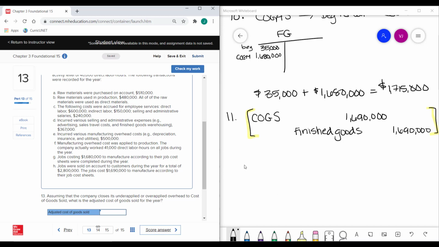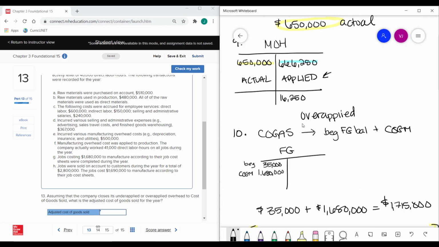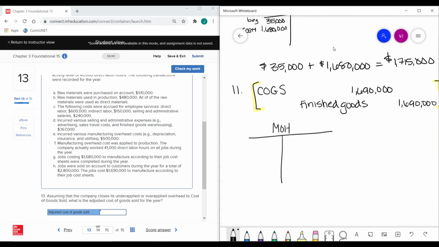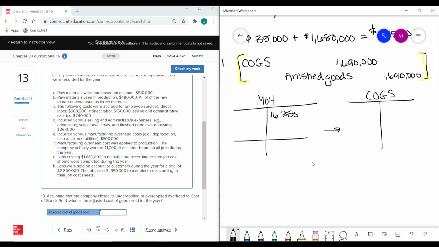All right, so let's go back to our manufacturing overhead T account. So remember, we figured out that its balance is on the right-hand side, overapplied. So I'm going to write 16,250 on the right-hand side here. So the method we use to close any over or underapplied overhead is to close it to cost of goods sold. So I want to close out manufacturing overhead. I want to zero it out. So since it has a credit balance, we will have to debit manufacturing overhead. And since I'm debiting manufacturing overhead, I will need to credit cost of goods sold.